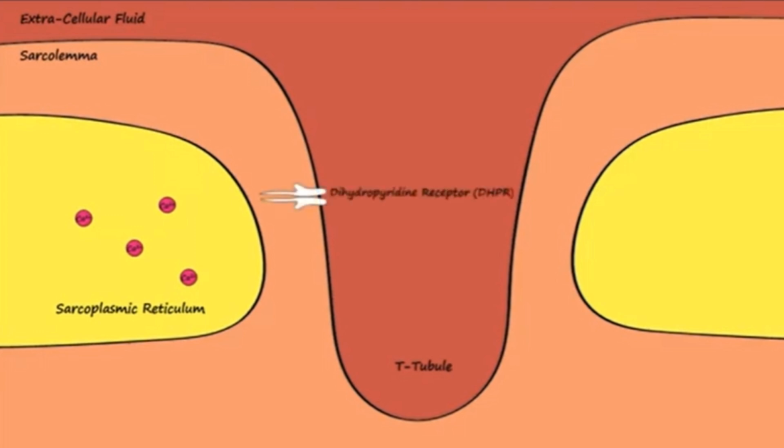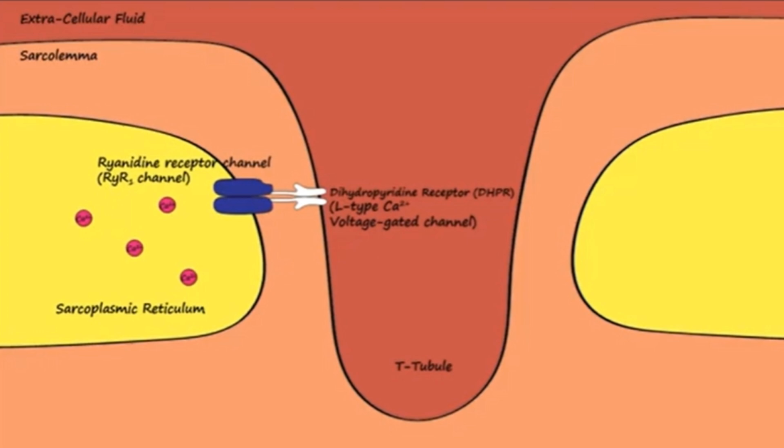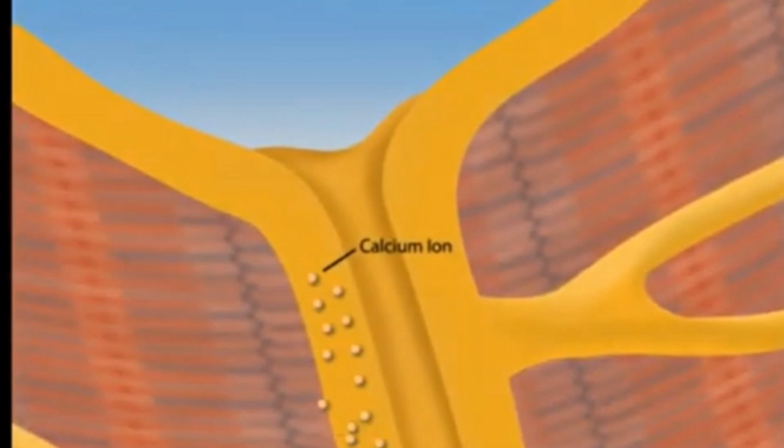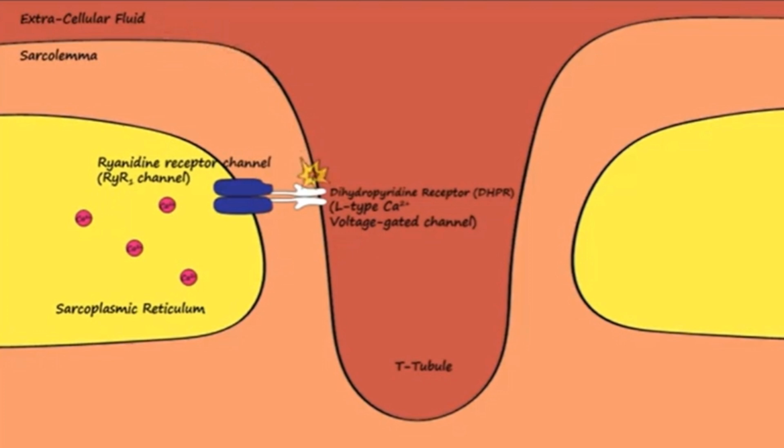The incoming calcium ions bind to specialized proteins called ryanodine receptors located on the surface of the SR. These ryanodine receptors act like floodgates, controlling the release of calcium ions stored within the SR. This binding event causes the ryanodine receptors to open, releasing a flood of calcium ions from the SR into the cell's cytoplasm. This process is known as calcium-induced calcium release. The initial influx of calcium from the L-type channels triggers an even larger release of calcium from the SR, creating a cascade effect.